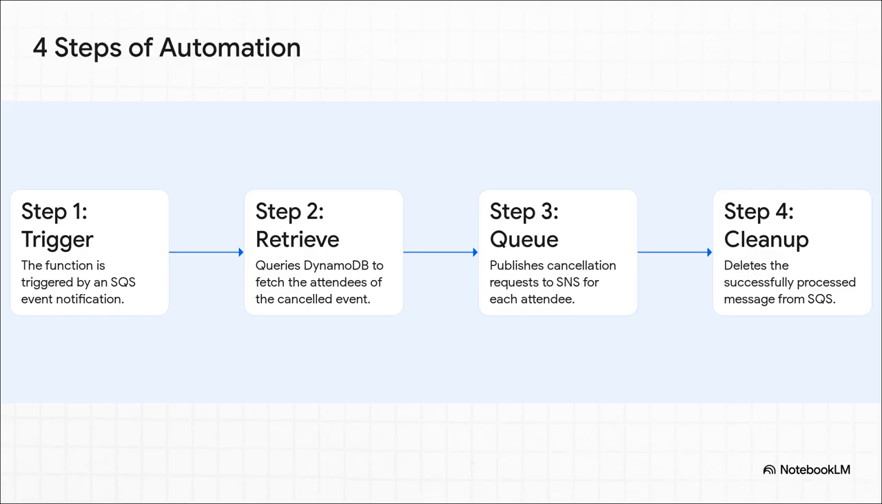First, you have the trigger. That's your cancellation request arriving. Second, retrieve. The system instantly pulls up the full list of attendees. Third, queue. It prepares a notification for each person. And finally, cleanup. The original request gets deleted so the system doesn't accidentally do the same job twice. Simple, logical, and just crazy effective.